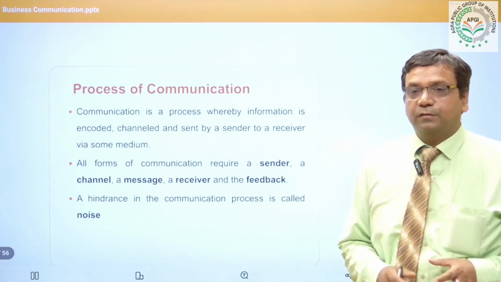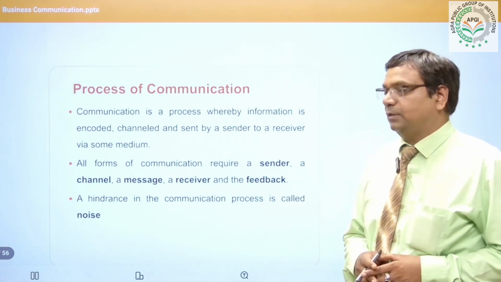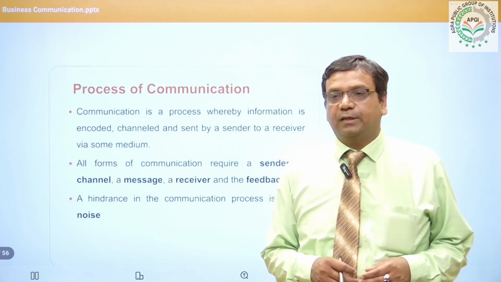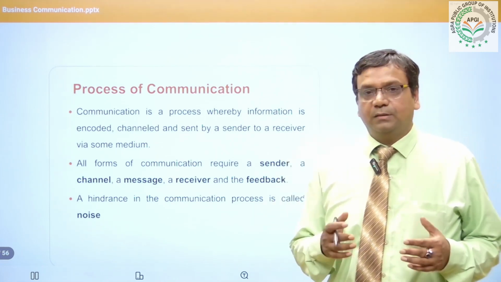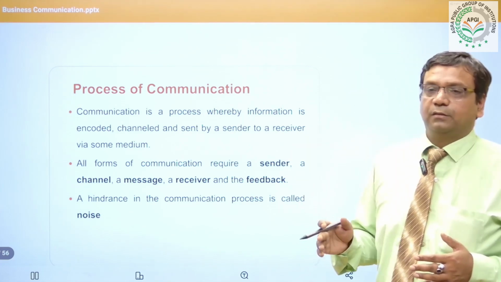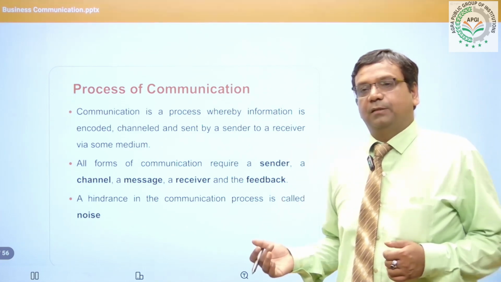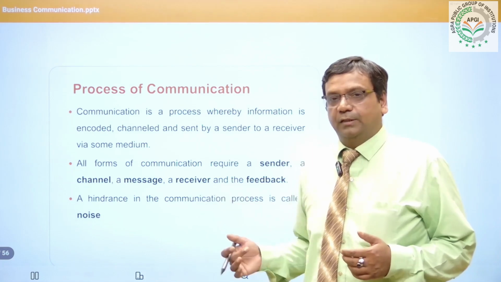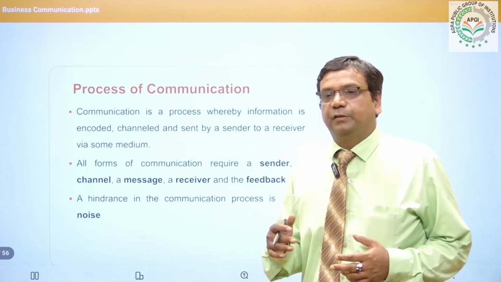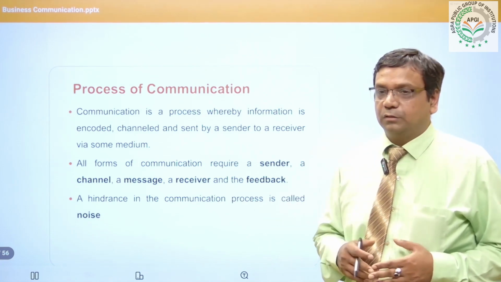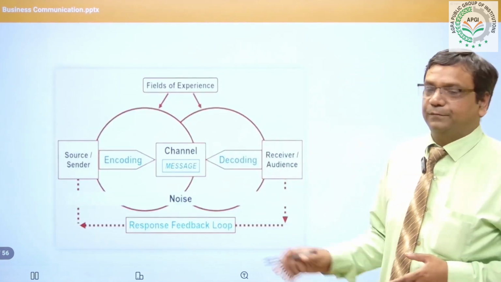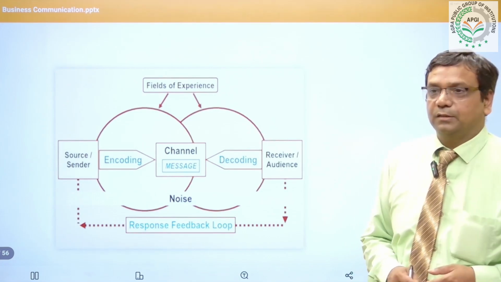Now we come to the process of communication. As we have already discussed, there is a person who sends some signals or messages to another person, and that message is encoded and sent through some channel and decoded by the receiver. When the receiver gets the message and gives feedback to the sender, it is called the process of communication. This is our overall graph of how the communication process works.